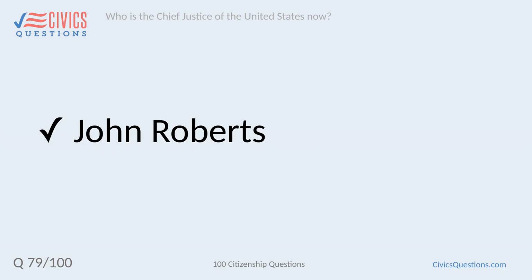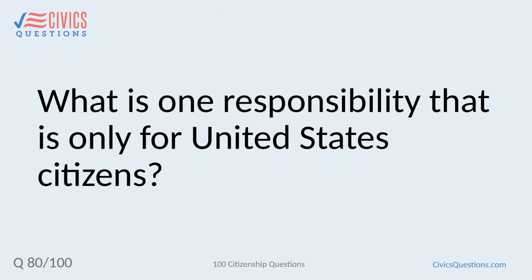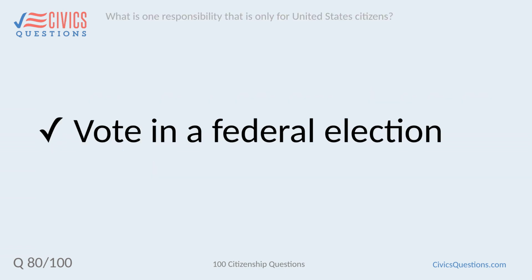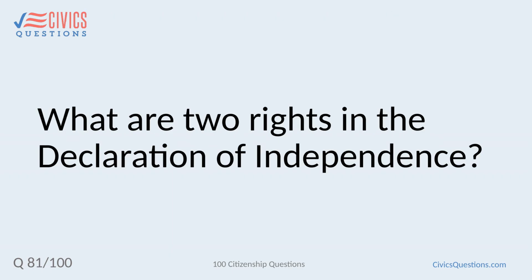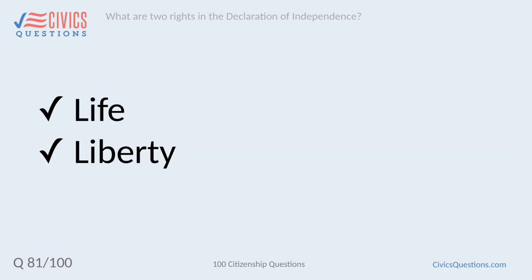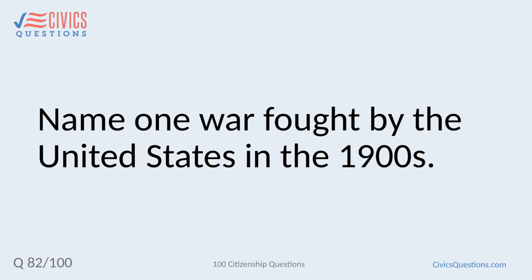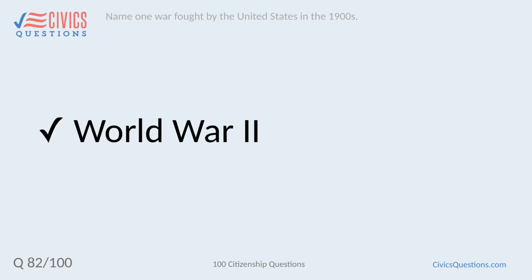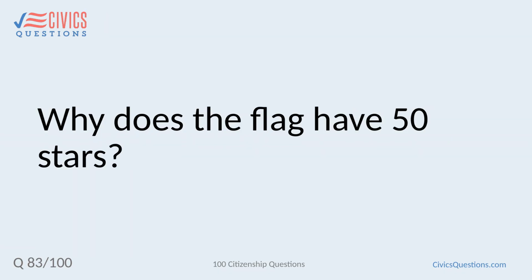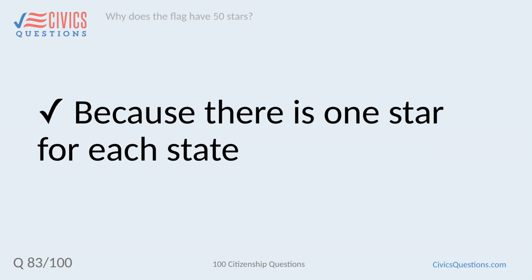What is one responsibility that is only for United States citizens? Vote in a federal election. What are 2 rights in the Declaration of Independence? Life, liberty. Name one war fought by the United States in the 1900s. World War II. Why does the flag have 50 stars? Because there is 1 star for each state.